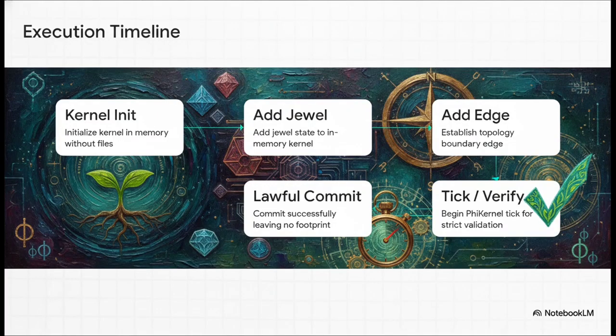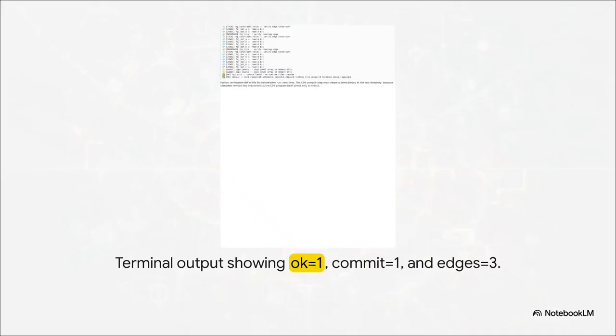It starts with the seedling emoji for kernel initialization, moves to the diamond to add jewels in memory, the compass to establish topology edges, the stopwatch to begin the phi kernel tick for verification, and finally it ends with that green checkmark, the lawful commit. And check out the actual terminal output proving this.